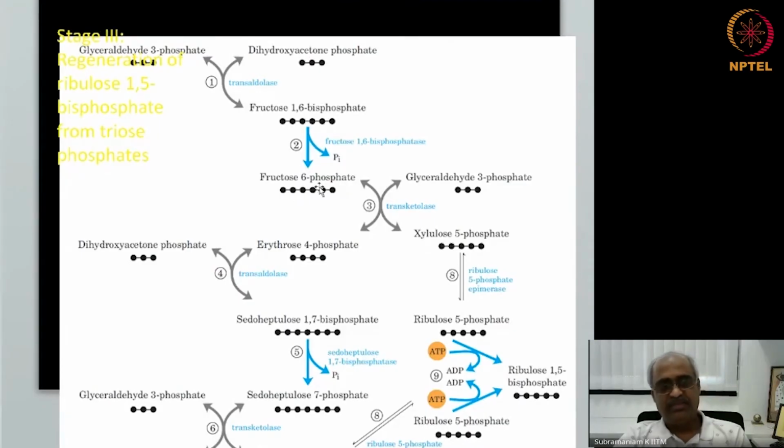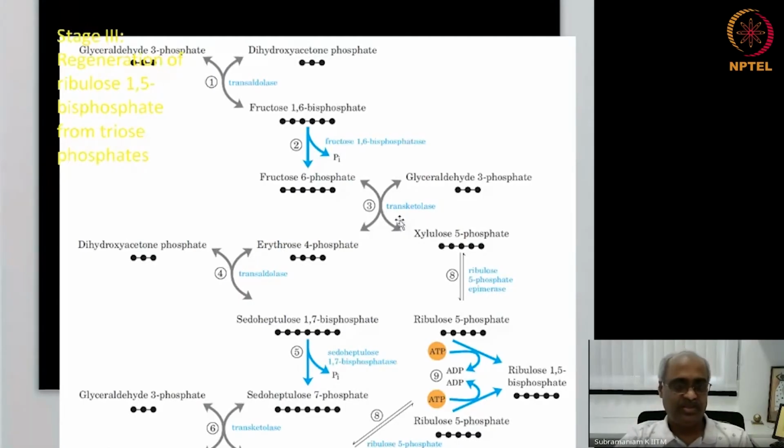Then from here, this is a keto group, and 2 carbons above the keto group are transferred to an aldose. Glyceraldehyde is an aldehyde, and that is why the enzyme is called transketolase. The product is, this aldose becoming a ketose, and then it produces the remaining part of this, which is the aldose again. It translocates the keto group, and therefore it is called transketolase.